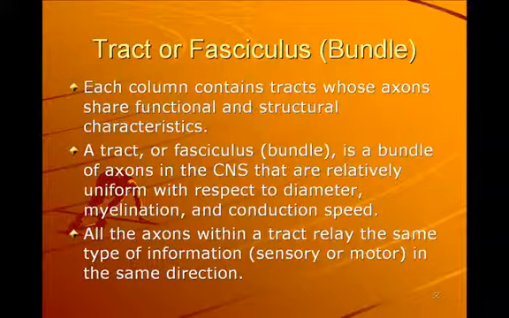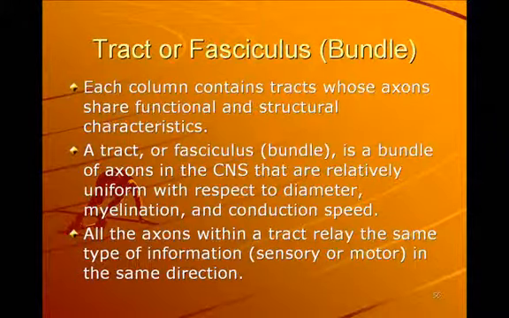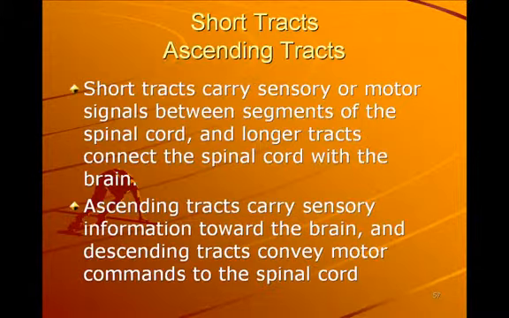Now, there are structures referred to as tracts or fasciculi. Each column contains tracts whose axons share functional and structural characteristics. A tract or a fasciculus is a bundle of axons in the central nervous system that are relatively uniform with respect to diameter, myelination, and conduction speed. All axons within the tract relay the same type of information, either sensory or motor, in the same direction.